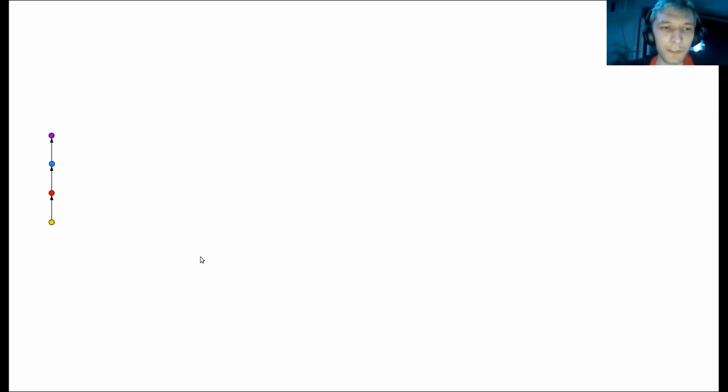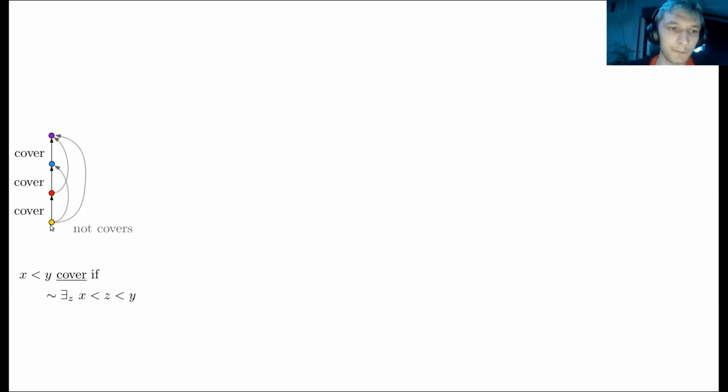Yeah, but this is some drawing. Let's maybe formalize it a little bit. So these are transitive edges, which I mentioned, and to formalize what a drawing is, we need a notion of covers. So x less than y is a cover in a poset if there is no z which we can plug in the middle. So for example, yellow to red is a cover because there is nothing in the middle, but those gray transitive edges are not covers. And because they are transitive edges and they can be inferred from the picture only of covers, we usually don't draw them.